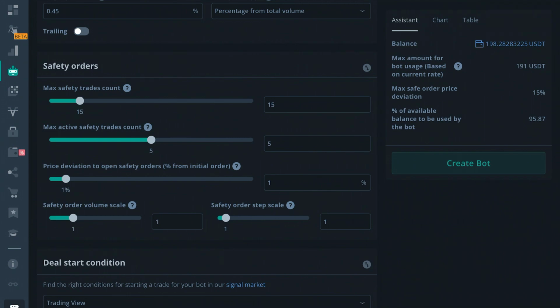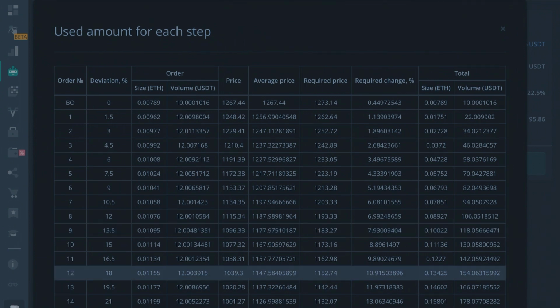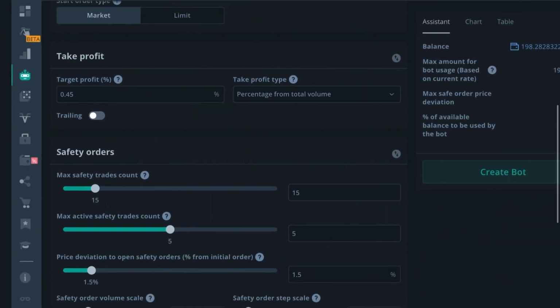Okay? So the price deviation to open safety orders percent from initial order. What this means is, whenever your bot places a base order, it will not place a safety order until price deviates 1%, right? So if you change this to 1.5%, that means your safety order will open after 1.5% deviation, right? And every safety order after that will open at 1.5% deviation, right? So you can see on the table here, you're starting to get increased deviation range. Now we can go all the way down to a 22% deviation, and at that point, price only has to rise 14% for us to make our initial 0.45 target profit, right?